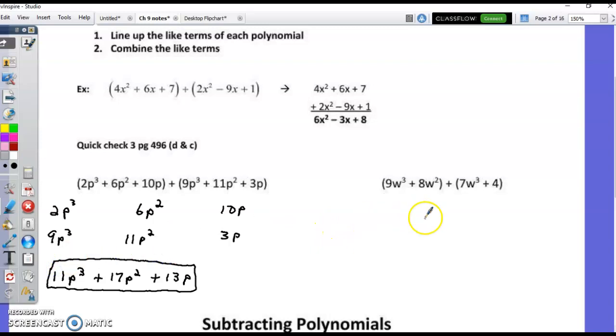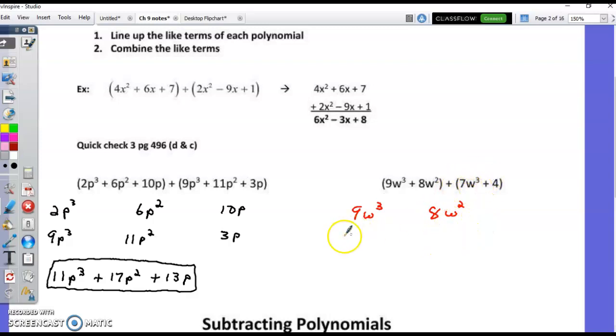All right, we're going to do that over here. Now, if you notice, this first term has a cubed and a squared. This one has a cubed and a whole number, so not all of them are going to be like terms, but we're going to see how I write these out. So I'm going to write a 9w to the third. I'm going to space this one out. I have 8w squared.